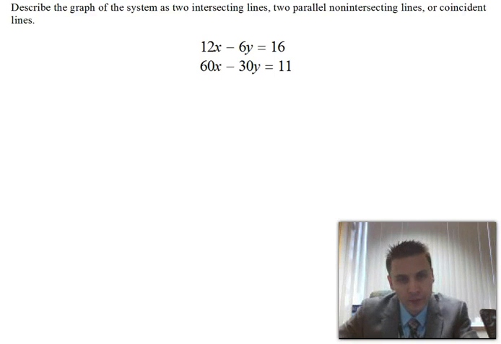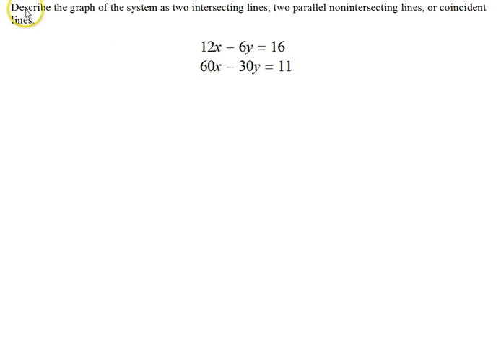All right, we're back with problem number 7 from your chapter 9 and 10 practice test, where we are going to describe the graph of the system as two intersecting lines, two parallel non-intersecting lines, that's what makes them parallel, or coincident lines, and coincident lines means they're exactly the same line. So we have two equations, 12x minus 6y equals 16, and 60x minus 30y equals 11.